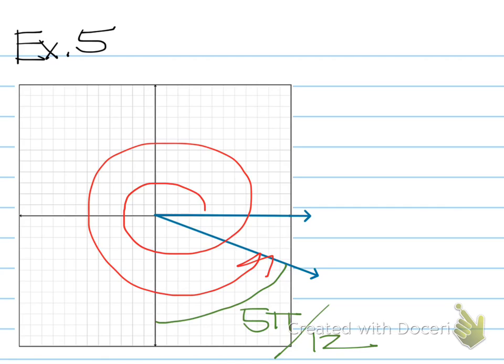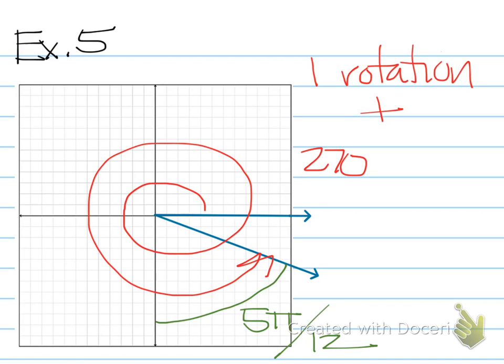And lastly, we want to find out what is the radian measure for this rotation. So if we follow the red arrow, we see that we have 1 full rotation plus an additional 270 degrees. And then to get to the terminal side of the angle, we have to add the green portion, the green angle, which is 5 pi over 12.